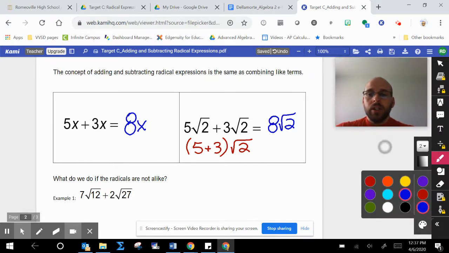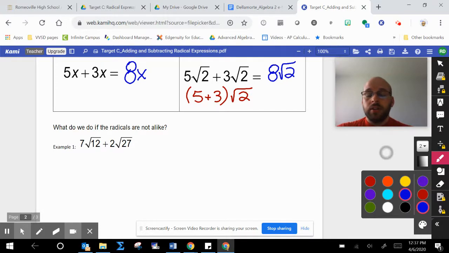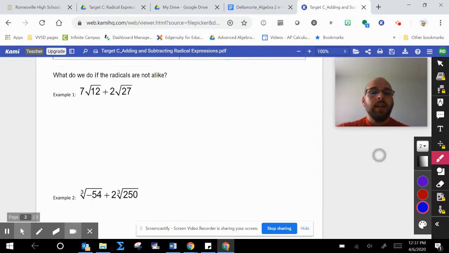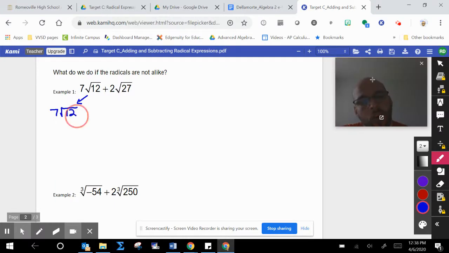Okay, so now the question is, what happens if those radicals aren't the same? Like the insides are not both square root of 2, then there aren't like terms. So how do we add these together? If you take a look at my example 1, I have 7 square root of 12 plus 2 square root of 27. So I'm going to create a little bit more space for me to write here. Okay. And my goal is to try to get these to be the same.